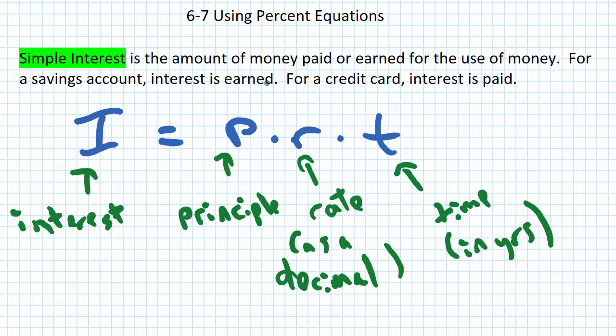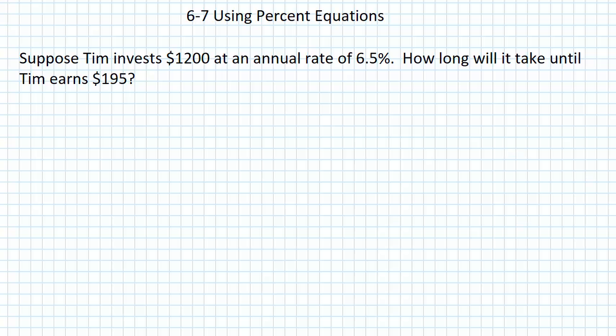Let's try and see what an example of a question involving this would look like. So this question is a little complicated, but let's go back to breaking it down, see if we can make it simple. Tim invests $1,200 at an annual rate of 6.5%. Annual means every year. So every year, the bank or whomever he invested this money with will give him $6.50 out of every 100 he invests every year. How long will it take until Tim earns $195?